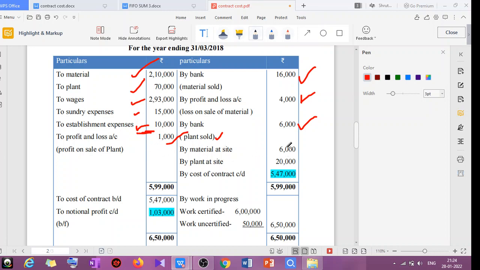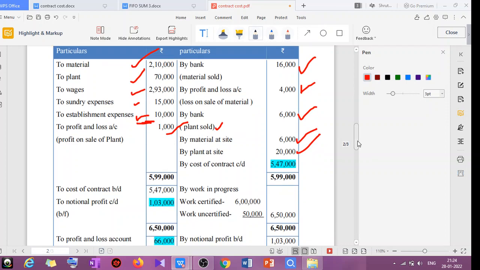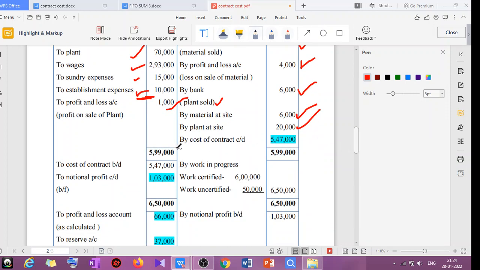Then at the end of the year, how much plant remained and how much material remained will be written under the credit side of the contract. So it will be by material at site, by plant at site. So after this now, okay, in class I have explained a different method. Now you listen to this method.